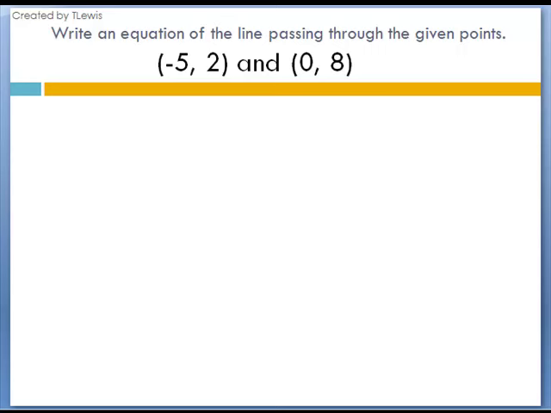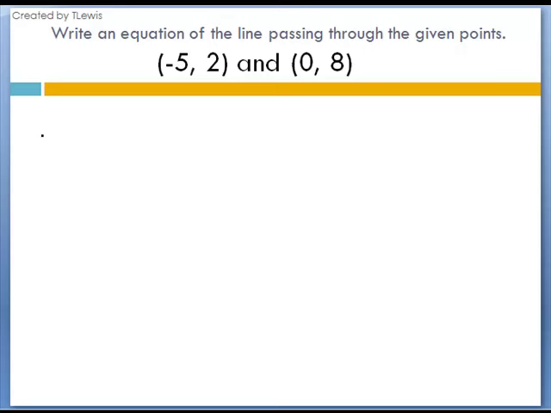Write an equation of the line passing through the given points. Our points are (-5, 2) and (0, 8). And we're going to write the equation in standard form, Ax + By = C. That's our end goal, to make sure we write the equation in standard form.